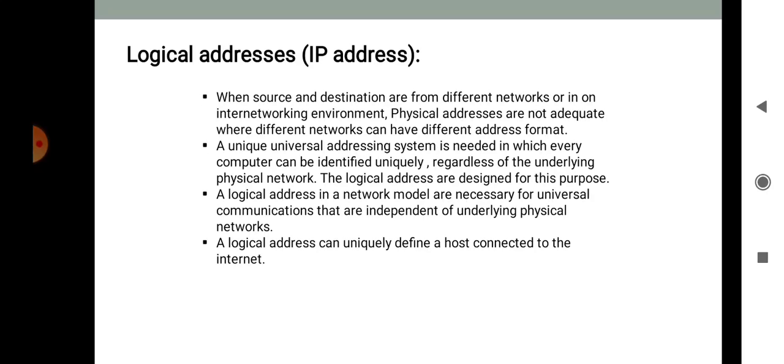A logical address in a network model is necessary for universal communications that are independent of the underlying physical networks. That means a logical address can uniquely define a host connected to the internet. No two publicly addressed and visible hosts on the internet can have the same IP address, and logical addresses are necessary for universal communications.